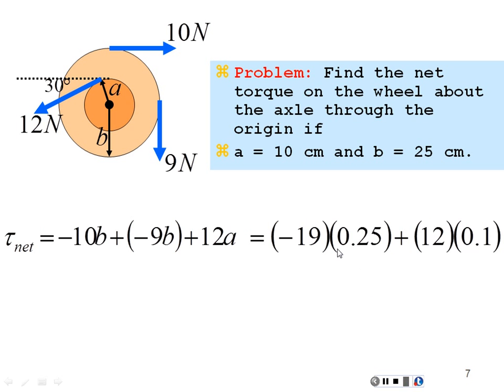We have a positive torque of 12 newtons times distance A, which is 0.1 meters, giving us a net torque of a negative 3.55 newton meters. So all things considered with these forces, a couple of forces are trying to make this rotate one way, the other force is trying to make this rotate the other way, and finally we end up with a net torque of a negative 3.55 newton meters.